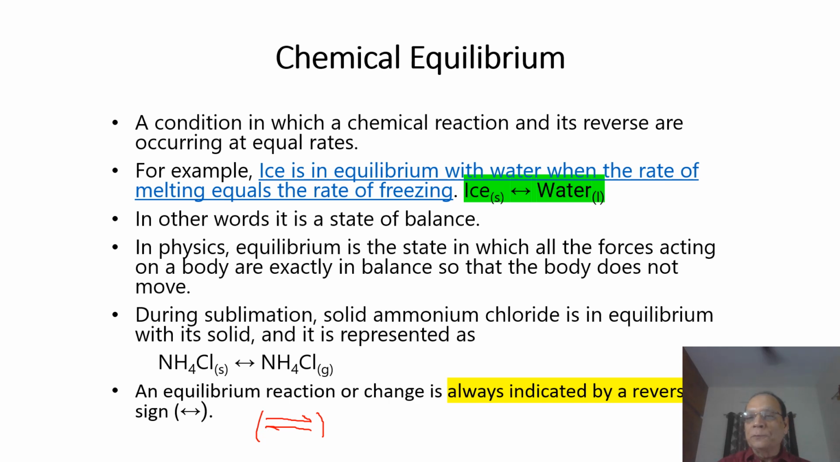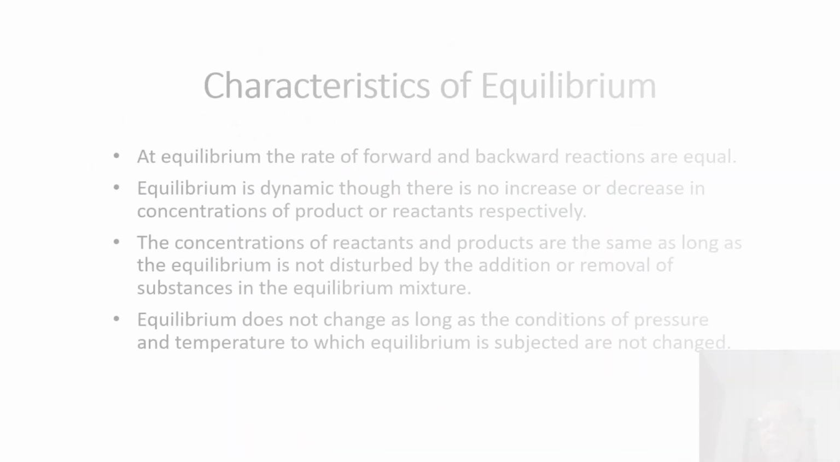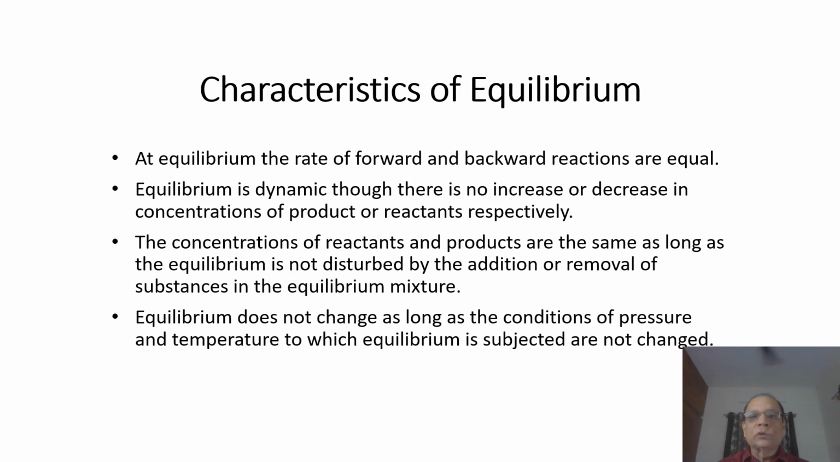So let's proceed. Characteristics of equilibrium. At equilibrium, the rate of forward and backward reactions are equal. Equilibrium is dynamic, though there is no change, there is no increase or decrease in concentrations of products or reactants respectively.